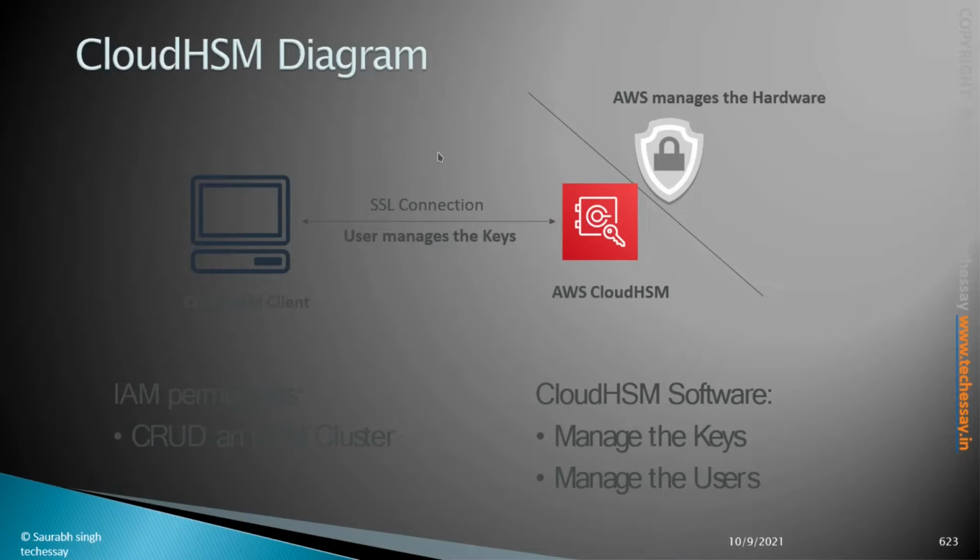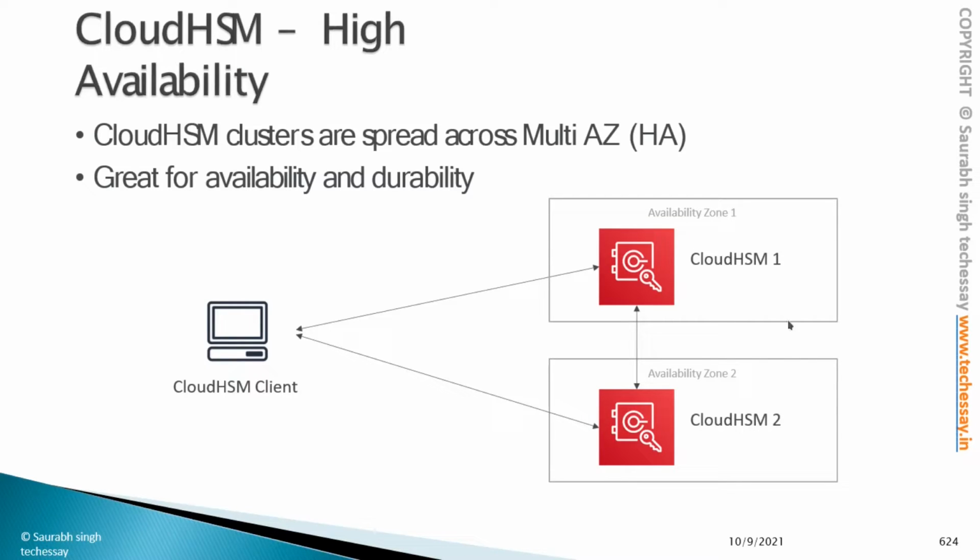So here is a basic diagram of CloudHSM. Basically here AWS manages the hardware, and here we are using AWS CloudHSM, and here is our CloudHSM client. Basically it uses IAM permissions for CRUD on the HSM cluster, and the CloudHSM software is mainly used to manage the keys and to manage the users. So let's move further. Let's talk about CloudHSM high availability. Basically CloudHSM clusters are spread across multiple availability zones, and it is great for availability and reliability both. Like here our CloudHSM 1 is in availability zone 1, and here our CloudHSM 2 is in availability zone 2, and both are interconnected with high speed links, and they are also connected with the CloudHSM client. So let's move further.